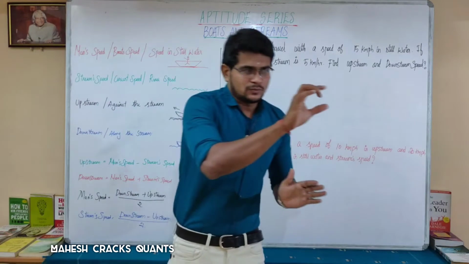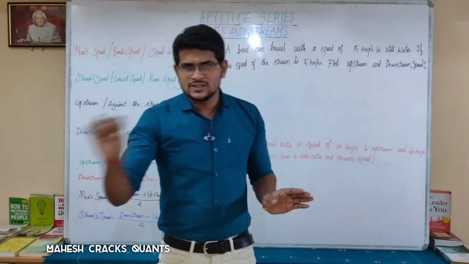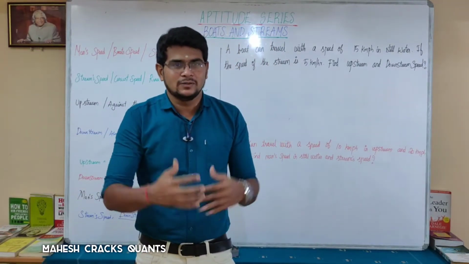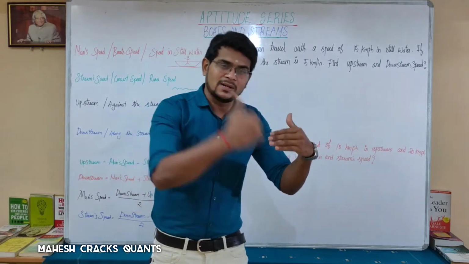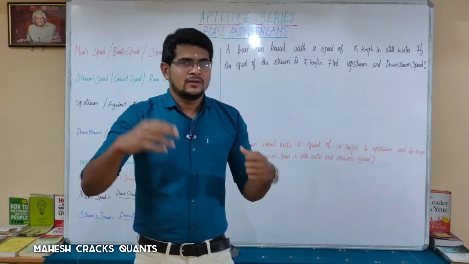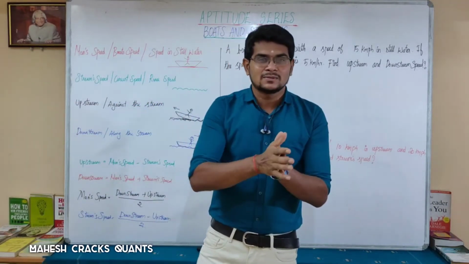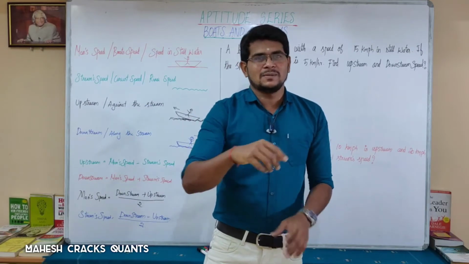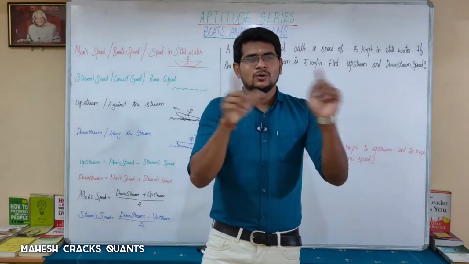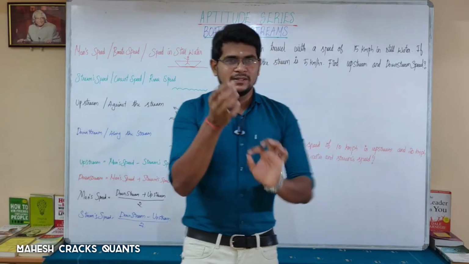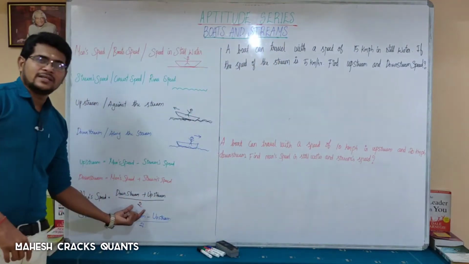Very simple. While coming down, downstream, your speed will be man speed plus stream speed. While going up, it is man speed minus stream speed. When you cancel these two, you will get 2 times man speed. That is why you are dividing it by 2.